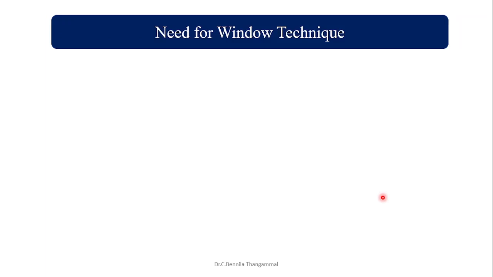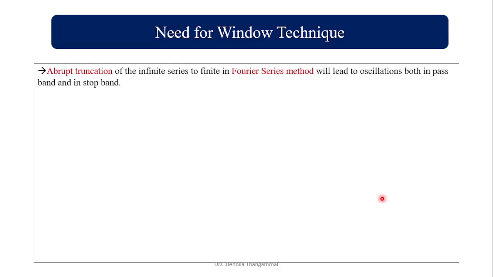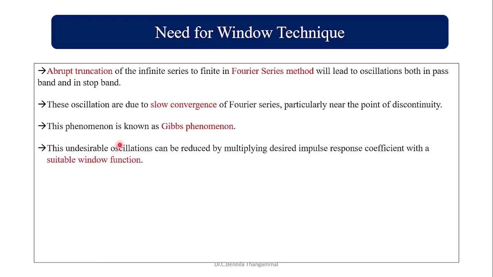In Fourier series method, in step 3, we are just making it a finite series as minus (n minus 1) by 2 to (n minus 1) by 2. This abrupt truncation of the infinite series to finite in Fourier series method leads to an oscillation both in the pass band as well as in the stop band. These oscillations are due to the slow convergence of the Fourier series, particularly near the point of discontinuity. This is called the Gibbs phenomenon, and to avoid this, we multiply by a suitable window technique so that the undesirable oscillations can be reduced.